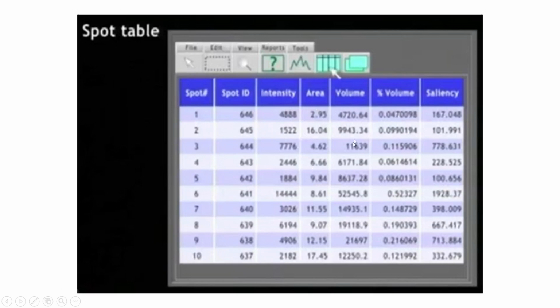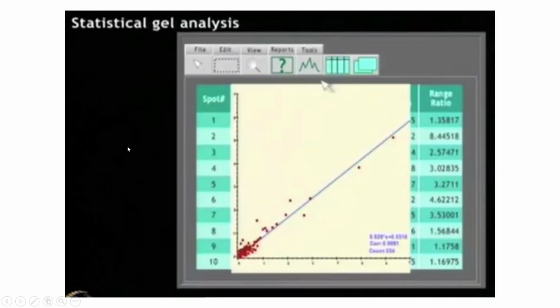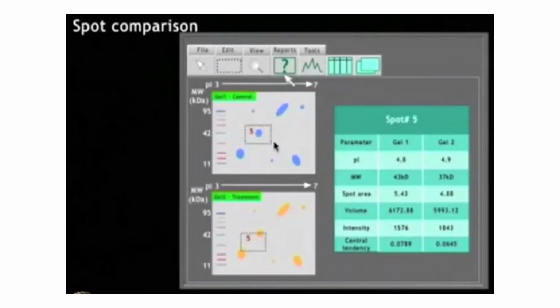it will give you an area value, its volume, so percent volume compared with the others, and some of its features as well. So that's how the software will help you to determine spot by spot. You can also perform certain statistical analysis in the software itself. Like here in spot 5, here similarly.